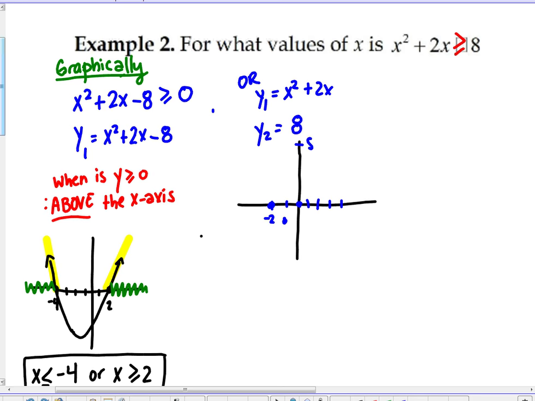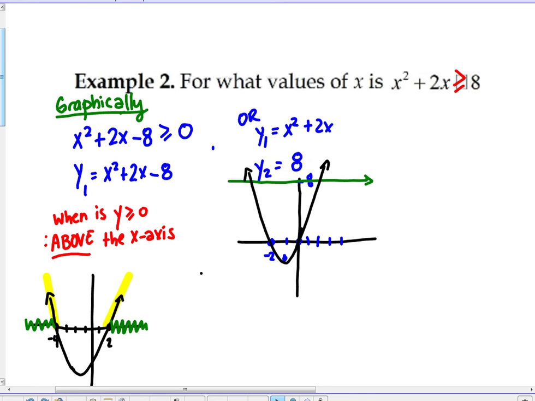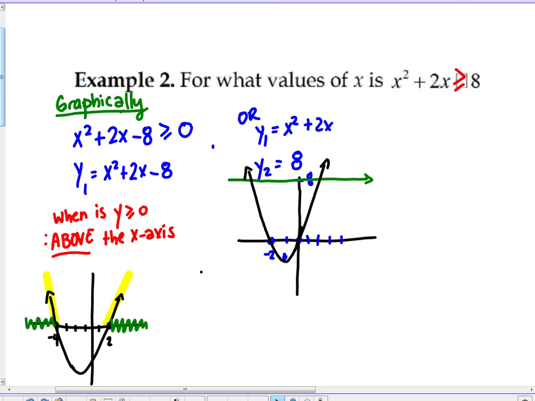And then we have the line at y equals 8, which is a horizontal line. Okay, something like that. So I don't really like this method, but it works. We're basically asking when is the parabola, because if you look at the question, it says x squared plus 2x greater than or equal to 8. So where is the parabola above the line, right? When is the parabola, the quadratic, greater than 8?